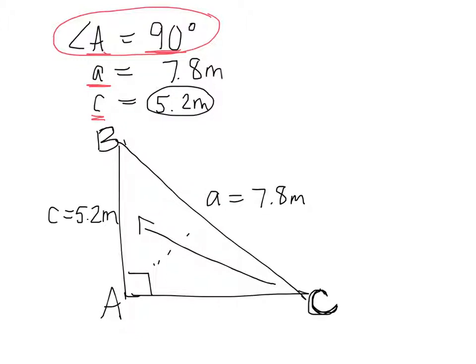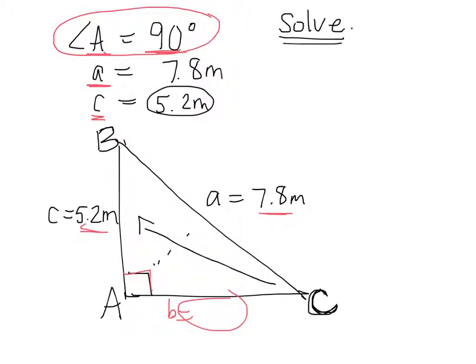Okay, so the question here says solve this triangle. When they ask you to solve a triangle, what does that mean? To solve a triangle, I need to get all the angles, and I need to get all the side lengths. Okay, so I have 2 out of 3 side lengths. It's a right angle triangle. If you know 2 out of the 3 sides, what can you use to solve it in a right angle triangle? You learned this in grade 9.